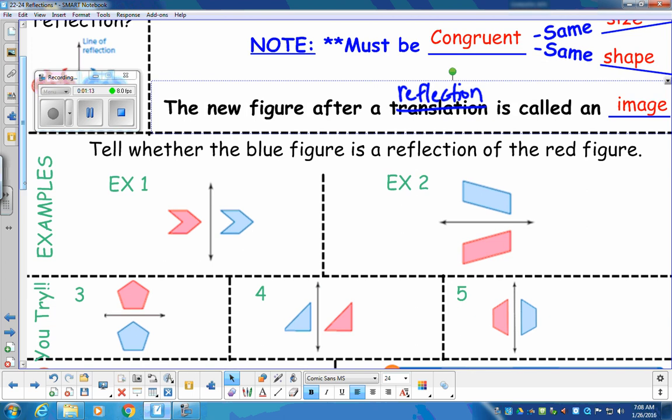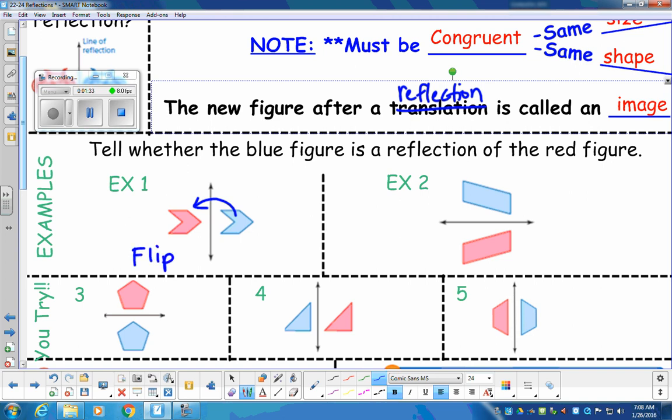We want to tell whether the blue figure is a reflection of the red figure. Now you'll have to look on the screen. It won't be indicated as well on your paper to see if there truly is a reflection. So if we take this blue figure, are we reflecting it over? Is it the mirror image? No, it actually looks like a translation or a slide. It did not get flipped. So we're asking, did we flip it? And is it congruent? Those are kind of the two big questions. We would say no in example 1. Everybody should be writing no in example 1. That is not a reflection. We did not flip it.